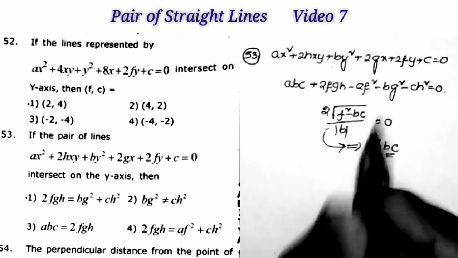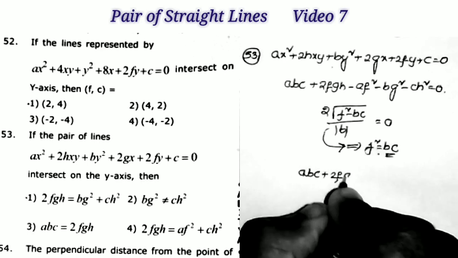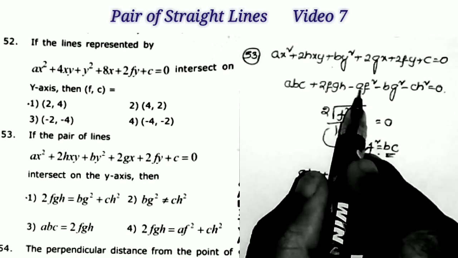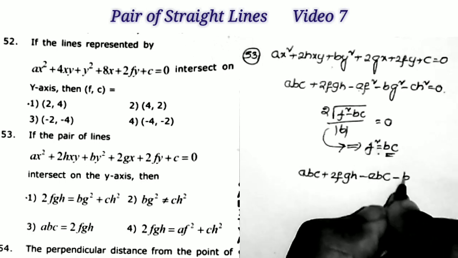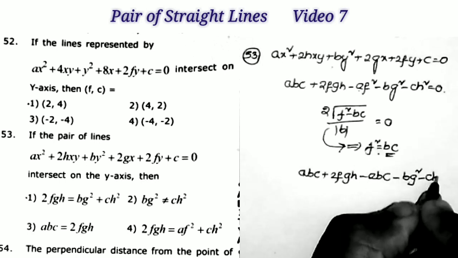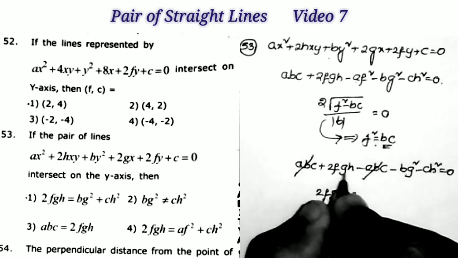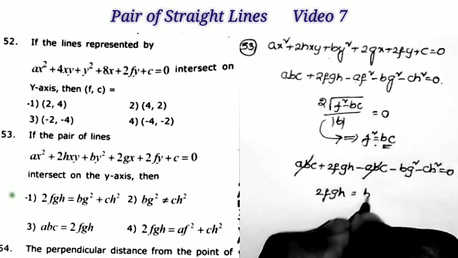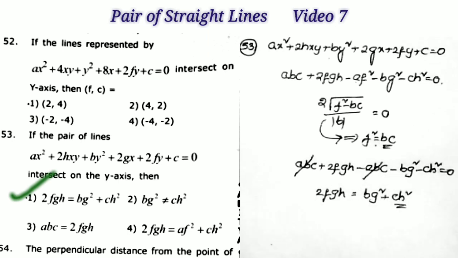Now replacing this value in the above condition, that is abc plus 2fgh minus af square. Again f square is equal to bc. Minus abc minus bg square minus ch square is equal to 0. Here abc and abc get cancelled. So the required condition is 2fgh is equal to bg square plus ch square. That's all, and which is the first option.